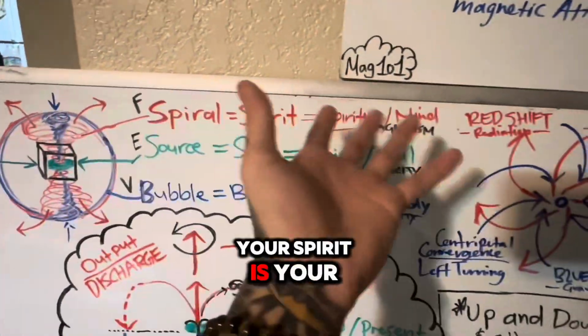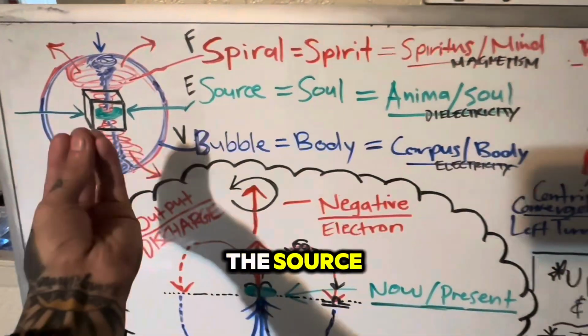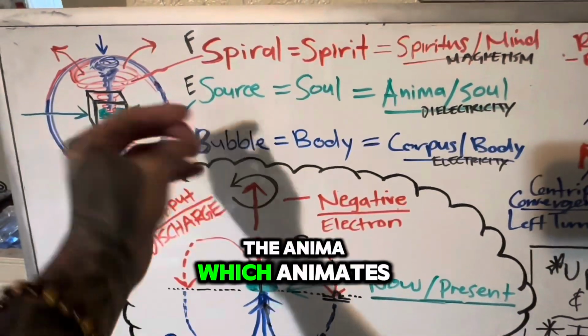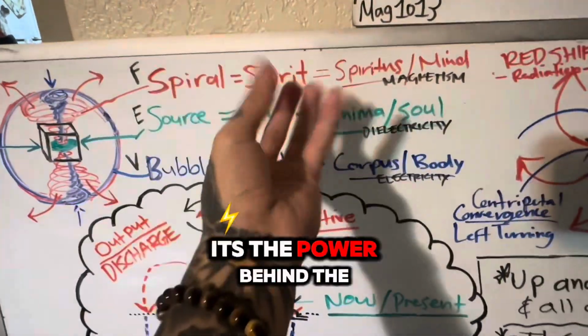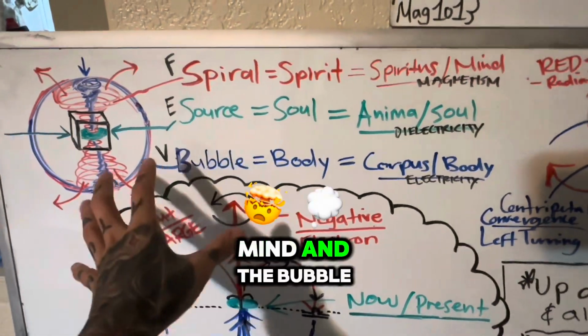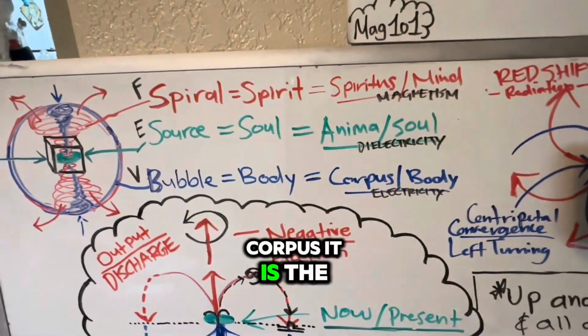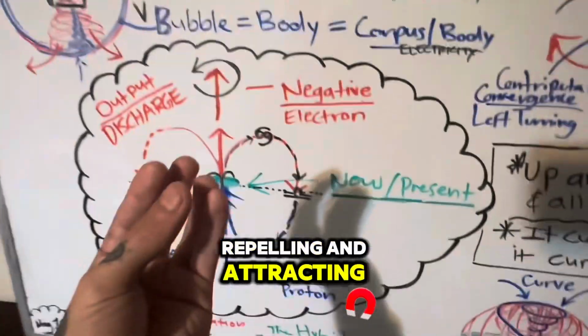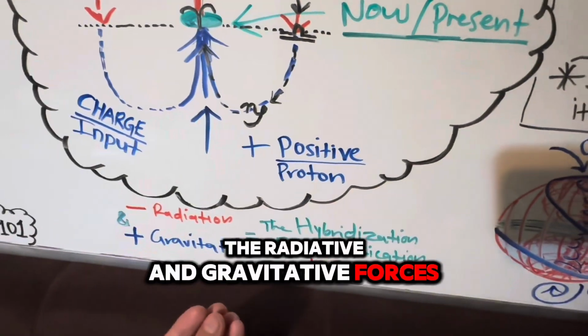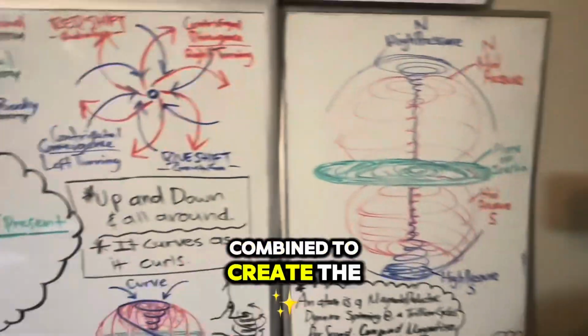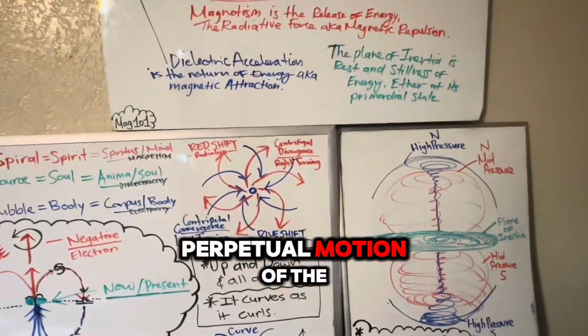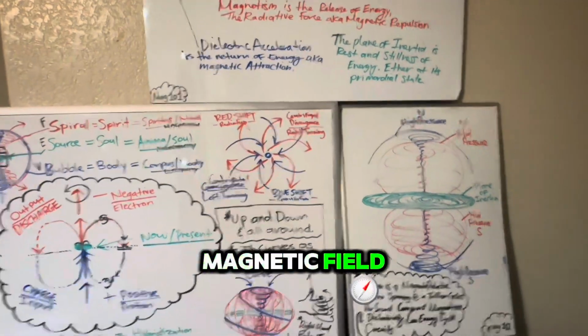Your spirit is your mind. Your soul is the source, the anima, which animates the spirit. It's the power behind the mind. And the bubble, the body, is the corpus. It is the repelling and attracting, the radiative and gravitative forces combined to create the perpetual motion of the magnetic field.